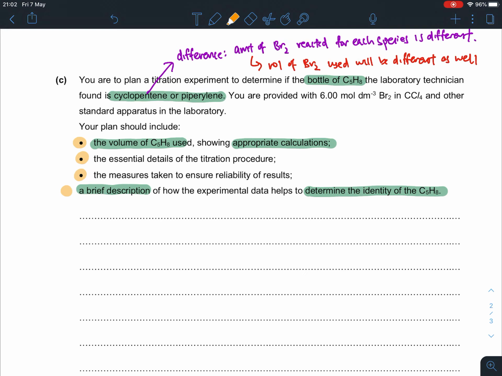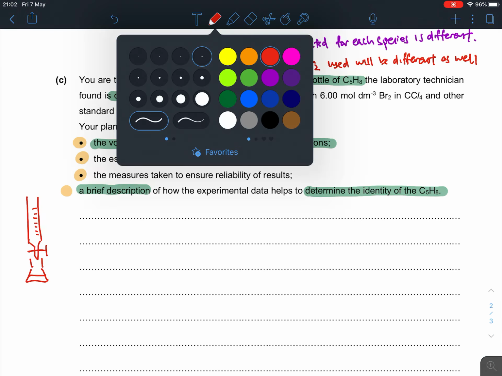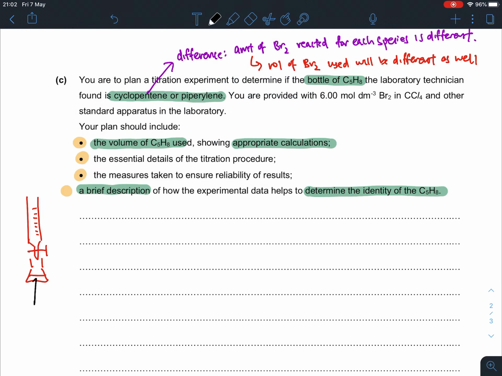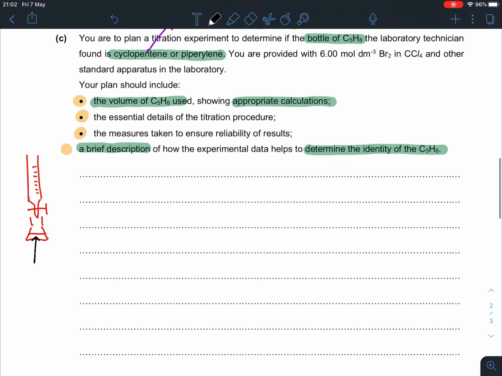Alright, so in this case, since the question wants you to suggest the C5H8 used, you have to consider the fact that for titration, which is the apparatus that you can control the amount, the volume of the species. And in such a case, we can't control how much solution we add from the burette into the conical flask because it depends on the end point. So which means that if I'm supposed to decide a volume of C5H8, the apparatus that can define a fixed volume would be the solution in the conical flask.